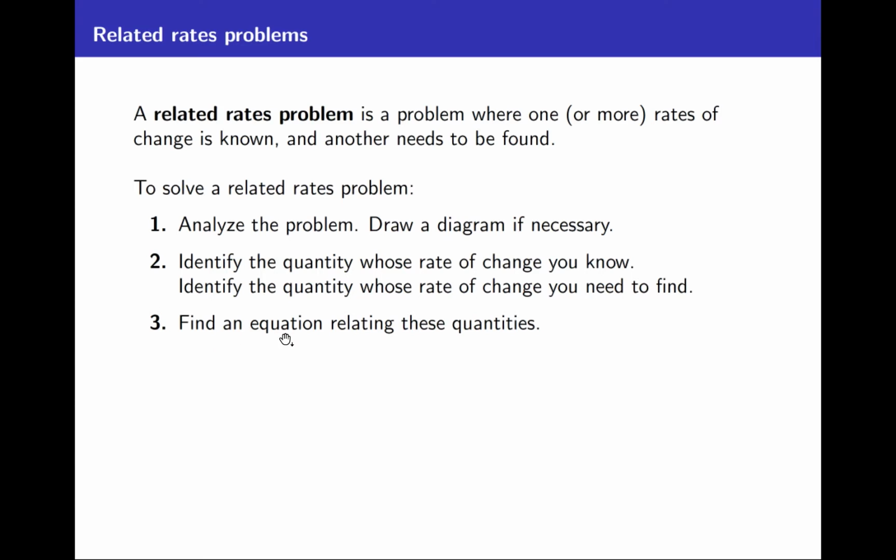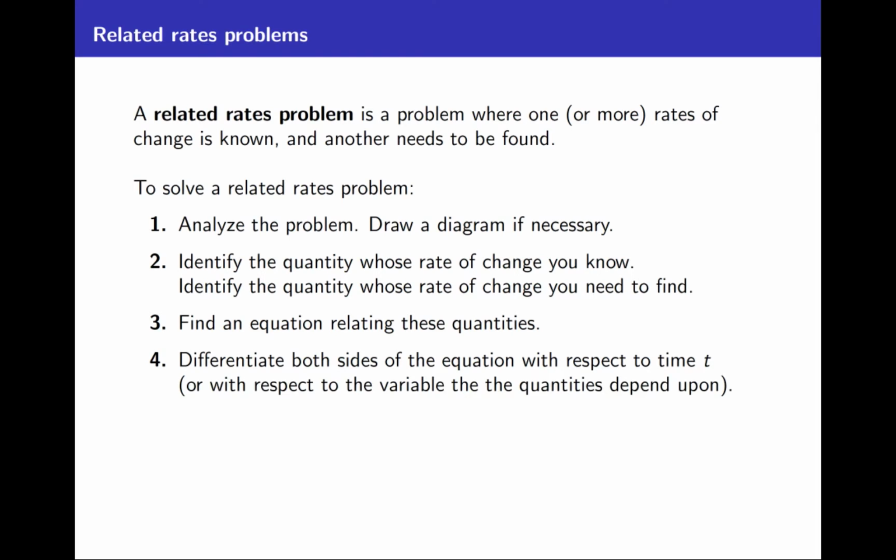Next, find an equation relating these quantities. In our example, it was A equals pi r squared. What did we do next? We differentiated both sides of the equation with respect to time t. Or, in some cases, depending on the problem, with respect to the variable that the quantities depend upon. And in most related rates problems, that quantity is going to be time t.